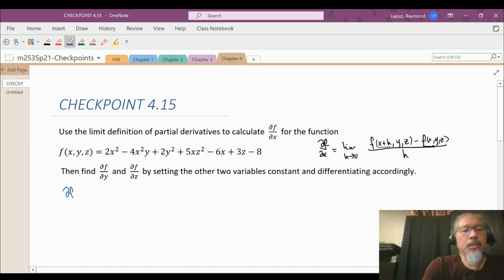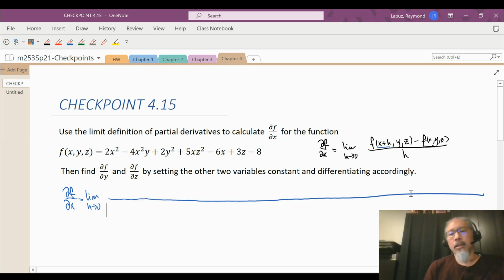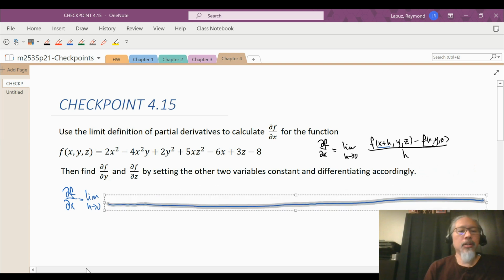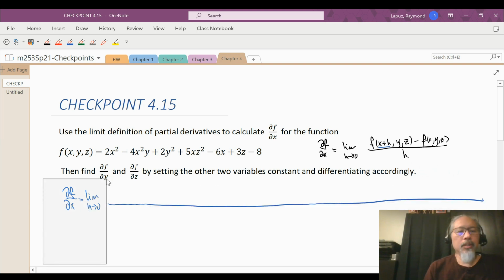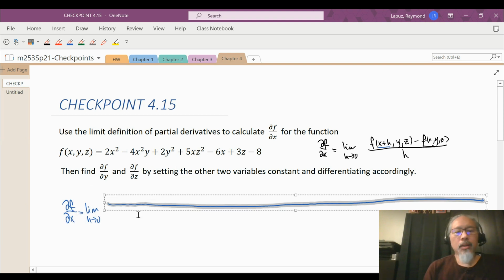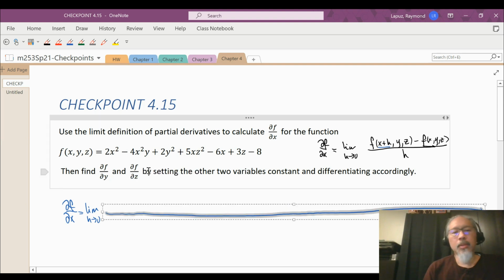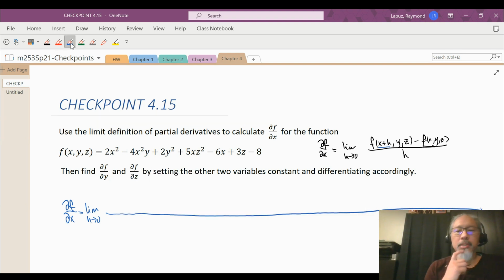All right, let's begin. The partial of f with respect to x will be the limit as h approaches 0 of a big, long fraction. And that big, long fraction, we probably should move down a bit just so we can give some room for the work that we're going to do. And we'll begin by putting in those values. Wherever we see an x, we're going to replace with an x plus h.